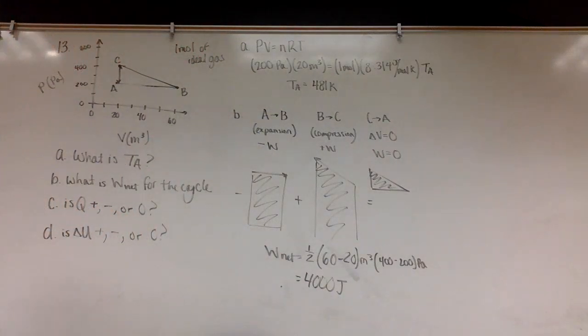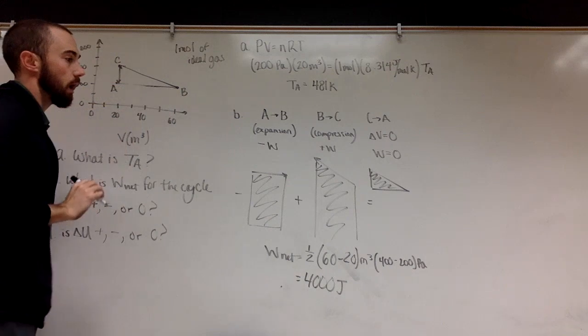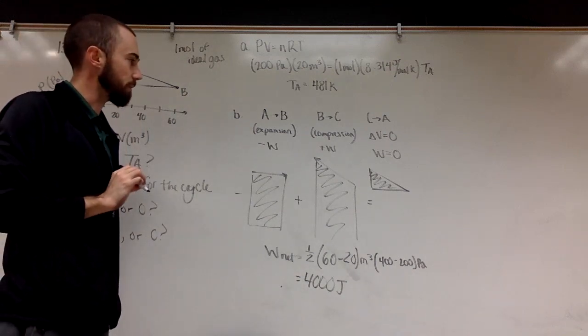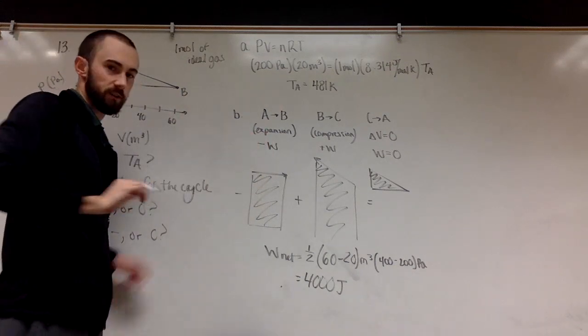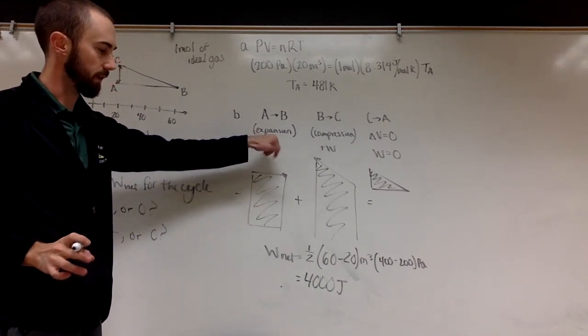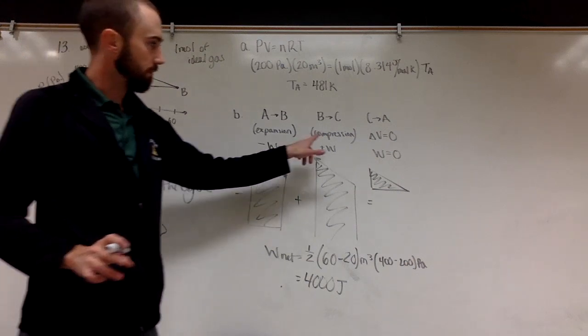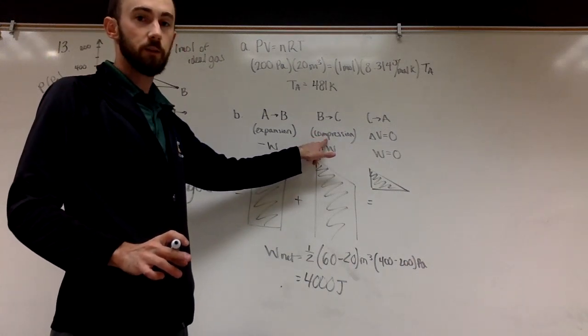All right, so for part B, we're trying to find the net work of the process. In this first process, our volume is expanding. So when I go from A to B, I'm going to be doing work. The system is pushing out, meaning it's losing energy. So I'll have negative work, I'm expanding. So that's what the area under the graph looks like.